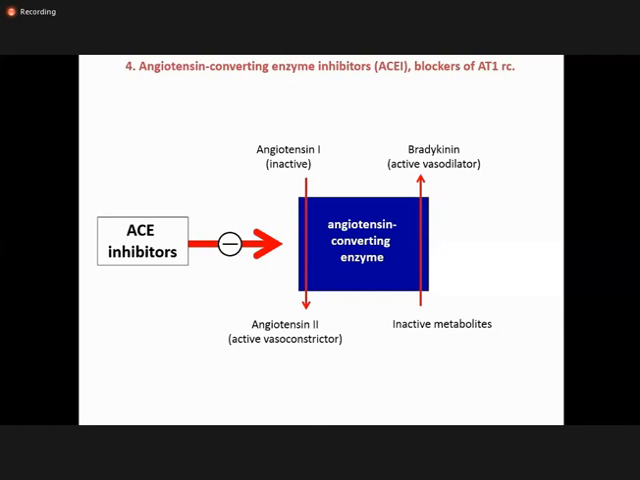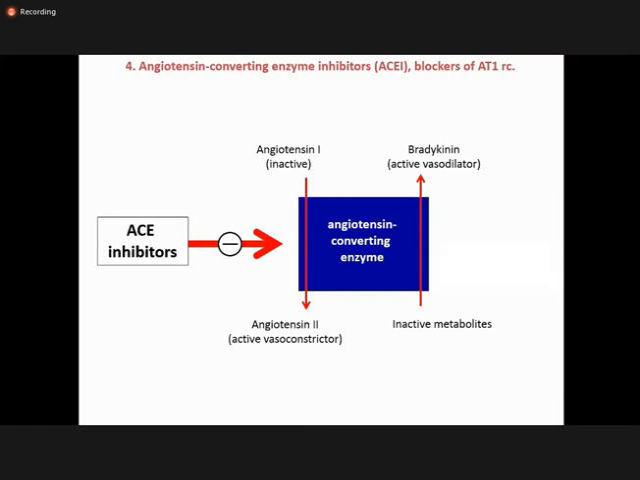But this bradykinin may also create a problem. Specifically, in a patient with an asthma history, it may induce dry cough. So this is one of the important side effects of angiotensin converting enzyme inhibitors. And this is one of the commonly asked questions: why does this dry cough develop?